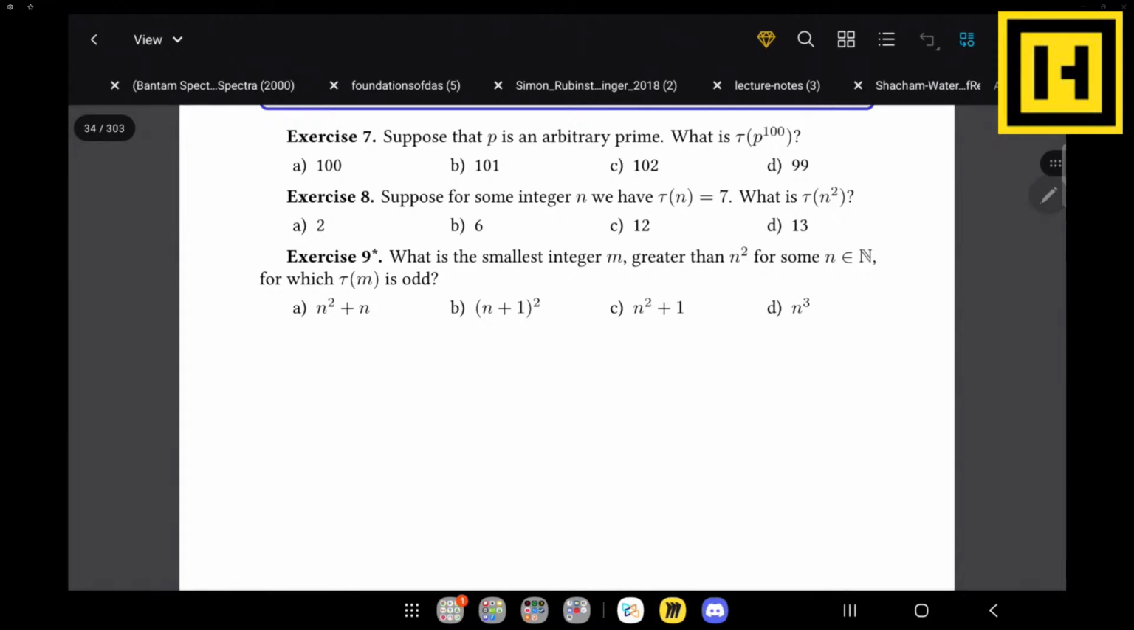Oh, interesting. They use the same symbol. It says, oh no, hold on. Oh, okay. So smallest integer m that's greater than n squared. Okay. Interesting.